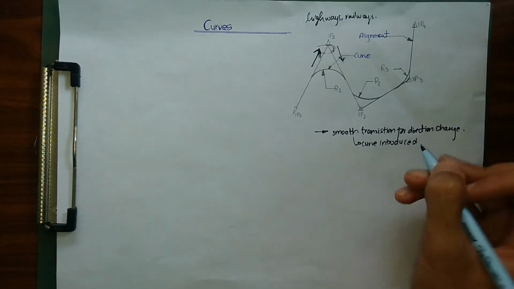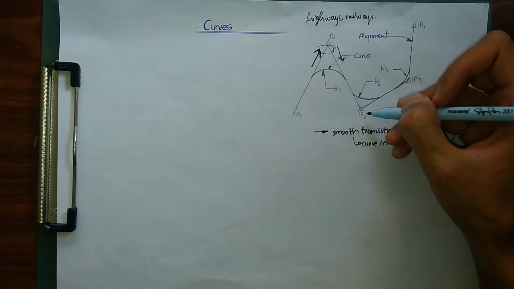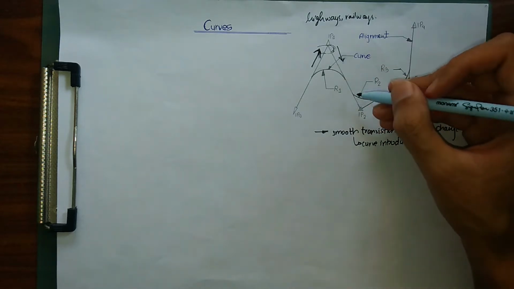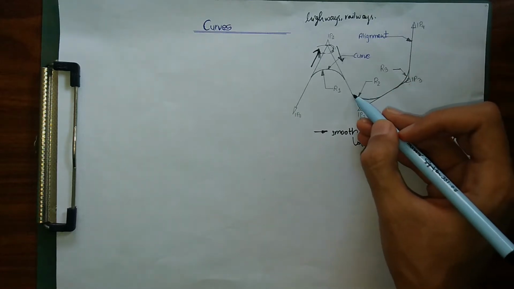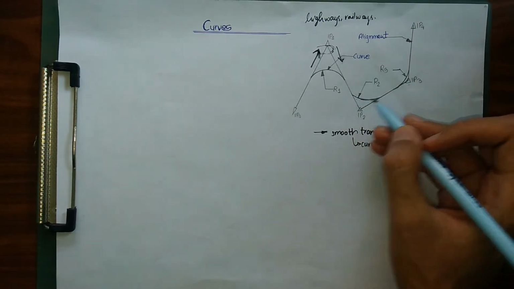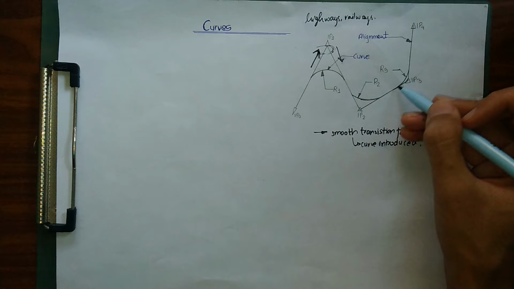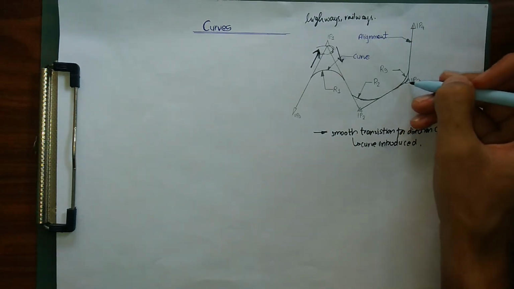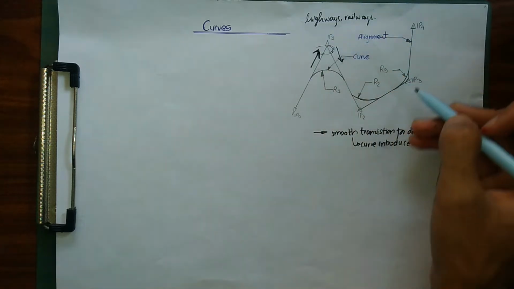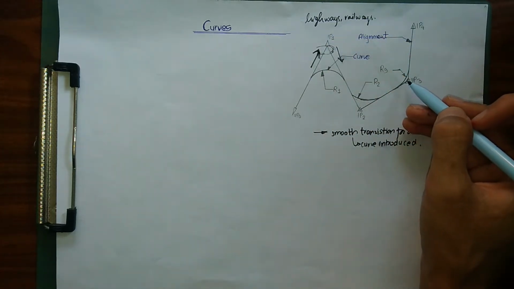As you can see here, again in this portion, when we are moving from IP1 to IP2, we have again a sharp turning over here. So in order to avoid this sharp turning, we have provided a curve in this section. We have provided a curve over here and over here. While moving from IP3 to IP4 as well, there is a sharp turning. So in order to avoid this sharp turning for our highways and railways, we have provided our curves.